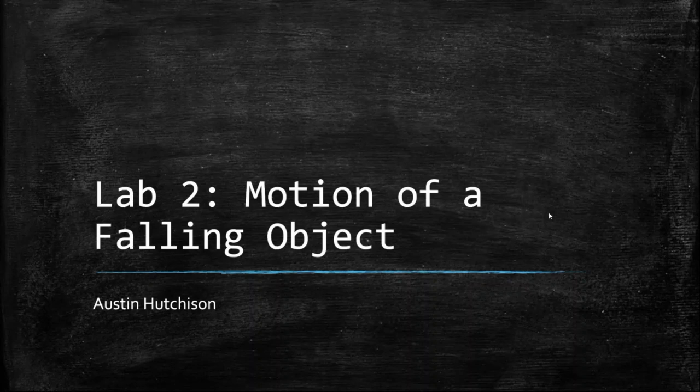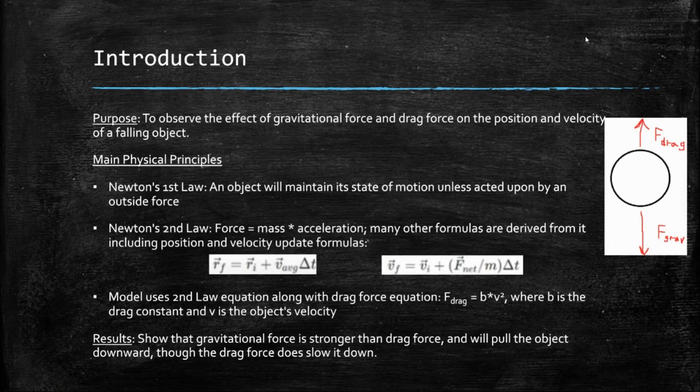Okay, my name is Austin, and this is my video for Physics 2211 Lab 2, which is about the motion of a falling object. So the purpose of this lab was to observe the effect of gravitational force and drag force on the position and velocity of a falling object.